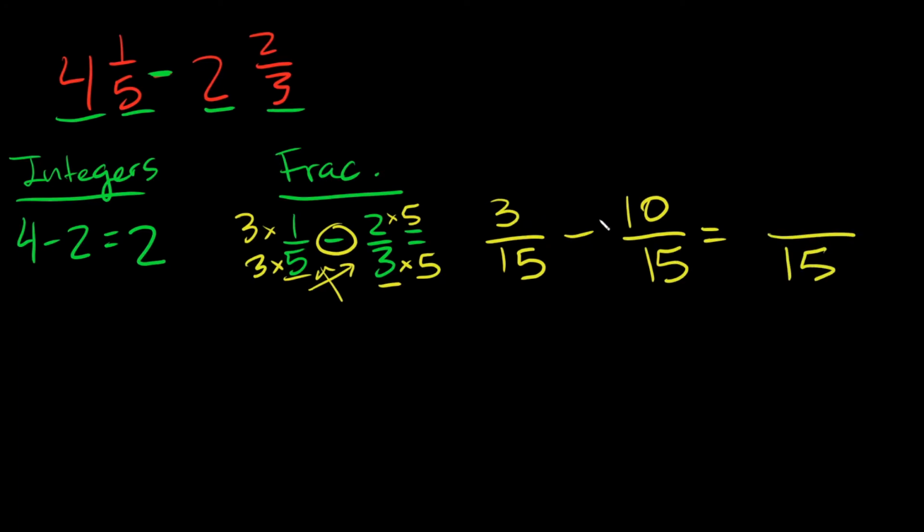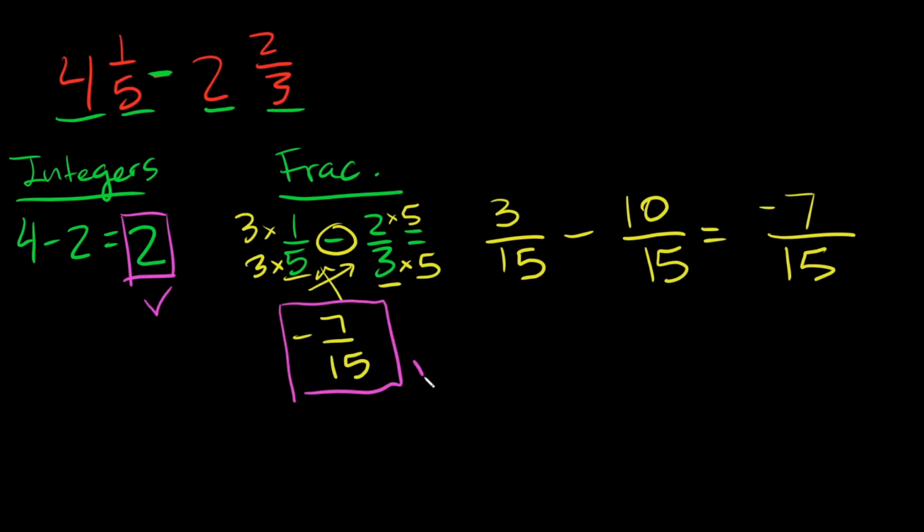Now we're going to do 3 minus 10. So what's 3 minus 10? That's negative 7. Okay, in the last problem, it was positive 7/15. This time we have negative 7/15. So I'm going to just rewrite it over here. Now, what are the two things that we need? We need an integer and a proper fraction, right? So is this an integer? Yes. Okay, and is this a proper fraction? Yes. Why? Because 7 is less than 15, right?